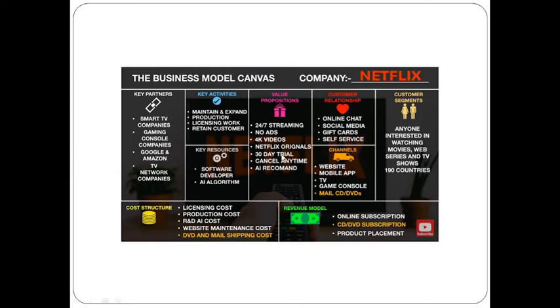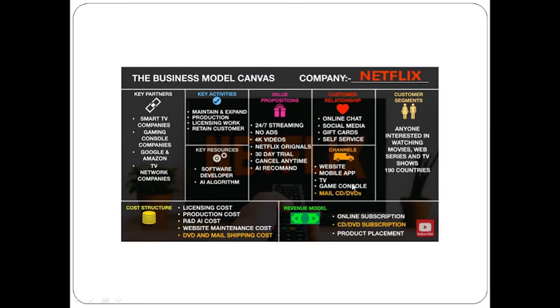Next is your value proposition. What are the different benefits? What exactly are you providing through Netflix? 24/7 streaming, no ads, 4K videos, Netflix originals, a 30-day trial. You can cancel it anytime. AI recommendation is there and so on.